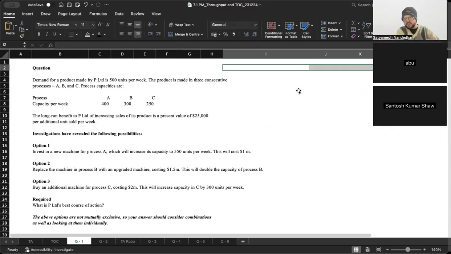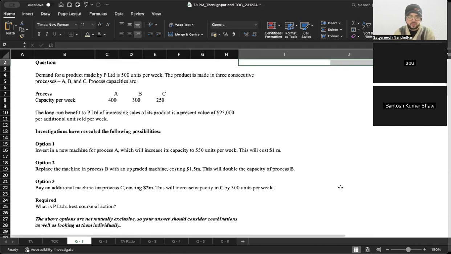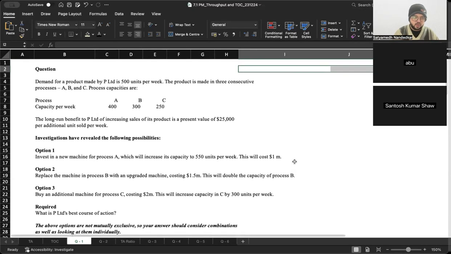It will be split through a small MCQ, or in a Section B question, where there are multiple ingredients to it. Okay. Now, the question is, what is P Limited's best course of action? The above options are not mutually exclusive. So your answer should consider combinations as well as looking at them individually.